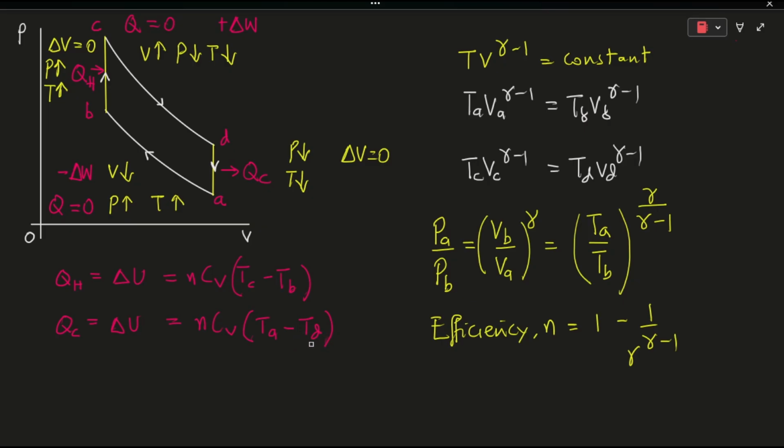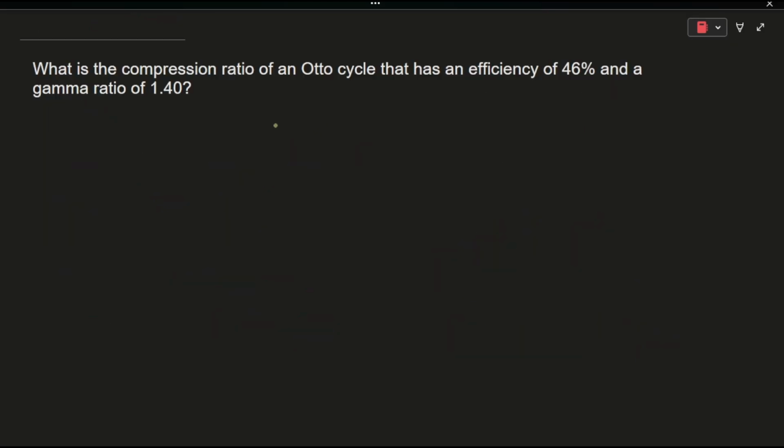Now let's try a few questions. Now let's look at this question. What is the compression ratio of an OTTO cycle that has an efficiency of 46% and a gamma ratio of 1.4? Now we are going to rely on this equation. Let's represent by the letter N. It's giving us, where R is the compression ratio that we are expected to determine.